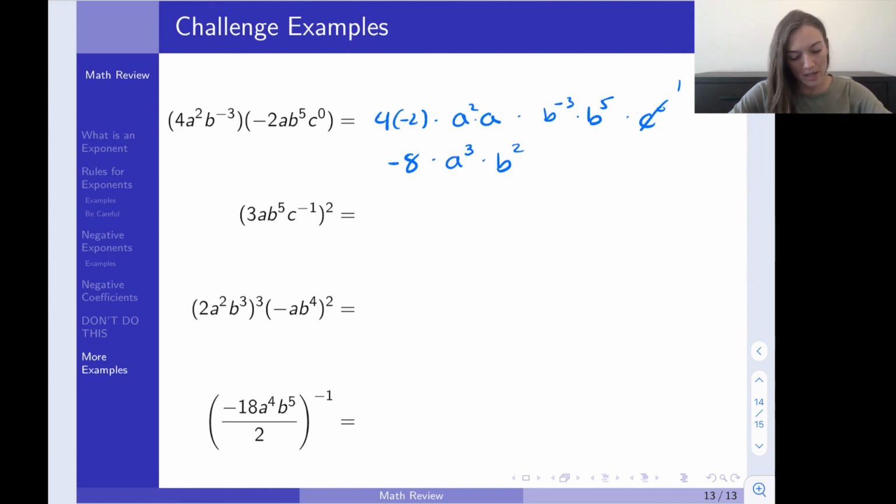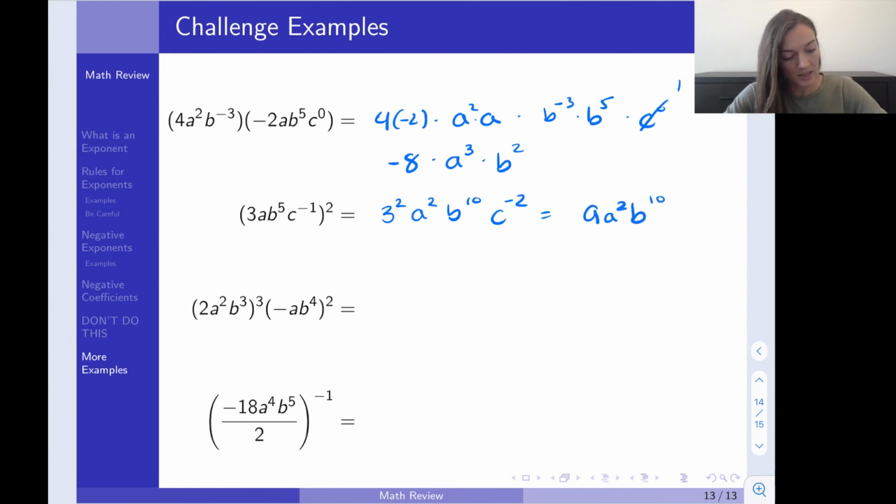Now here we have 3 times a times b to the 5 times c to the -1, and then that whole thing is squared. So we're going to have to square everything in the parentheses. So that's going to be 3 squared times a squared times b, and it's going to be 5 times 2, so that's 10, b to the 10. And then we have c to the -1 times 2, so that's going to be c to the -2. Now we can simplify a few things. We know that 3 squared is 9, so we have 9 times a squared times b to the 10, and then we have c to the -2, so that's all over c to the 2, c squared.